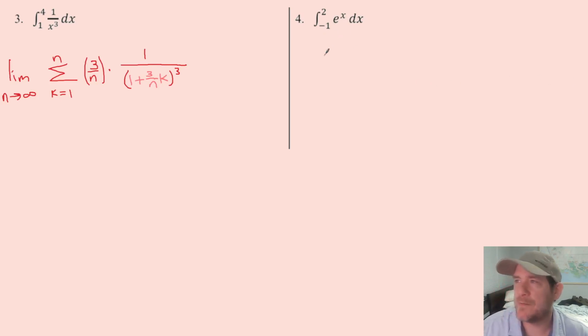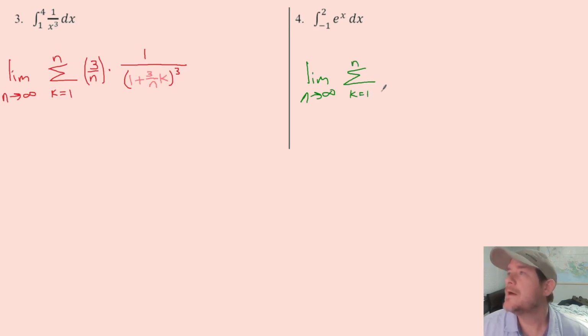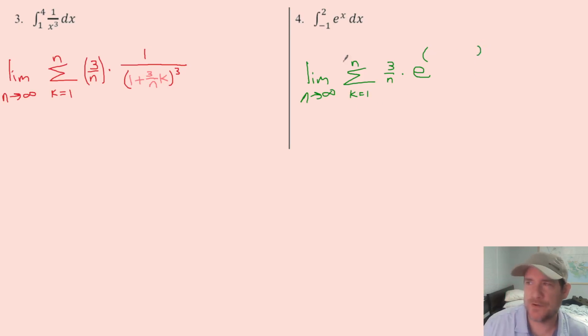And then the last problem like this will be the limit as n goes to infinity of the summation from k equals 1 to n. All right, 2 minus -1 is a width of 3. So 3 over n is our delta x multiplied by e to the x. So that'll be e all to the power of that big old expression starting at a, so negative 1, plus delta x 3 over n times k.